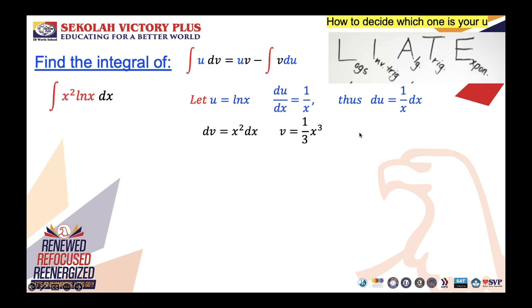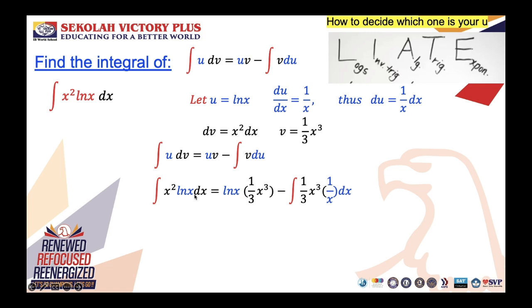Now from here onwards, we just have to substitute. The integral of u dv: now your u is ln x, your dv is x squared dx. You might write this as ln x, x squared dx, and that's totally fine. But if you want to be consistent with the given, you can arrange it, writing x squared first, then ln x dx. That's why I'm having this in blue, for you to know that this is your u, and the black is your dv. We just arranged it.